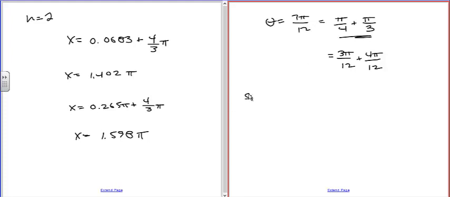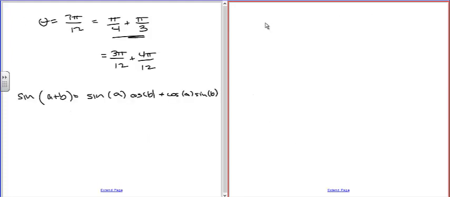And the sum formula says, because we're adding stuff here, the sine of A plus B, or U plus V, however you want to do it, is the sine of A times the cosine of B plus cosine of A times the sine of B. So let's see what we have here.